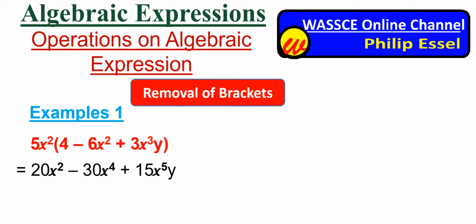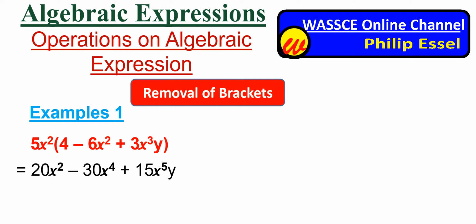So when 5x squared multiplies the 4, we would get 20x squared. What happened was 5 multiplied the 4, we got 20, and we just maintain the x squared like that because there is no other variable that was multiplied. So that's how come we got the 20x squared.